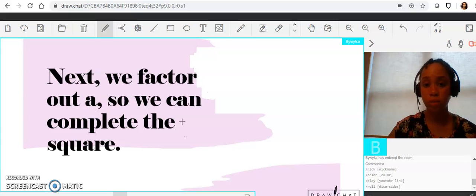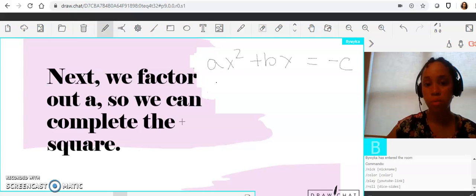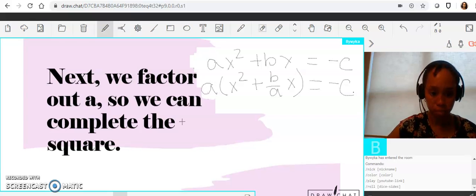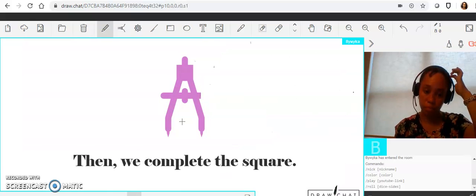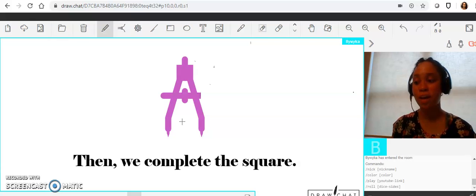All right, so now we can factor out an a. Again, we have ax squared plus bx equals negative c. I want to pull this a out, so I'm going to have a pulled out, x squared. This term did not have an a, so I'm going to have it divided by a instead. And everything is still equal to negative c.